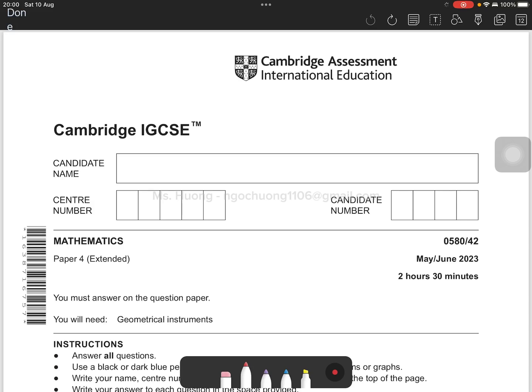Hi everyone, today we'll solve the questions in the past paper IGCSE Mathematics 0580 in May-June 2023, and this is question paper 42.